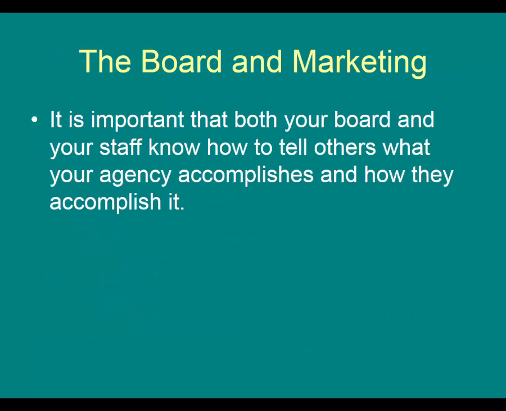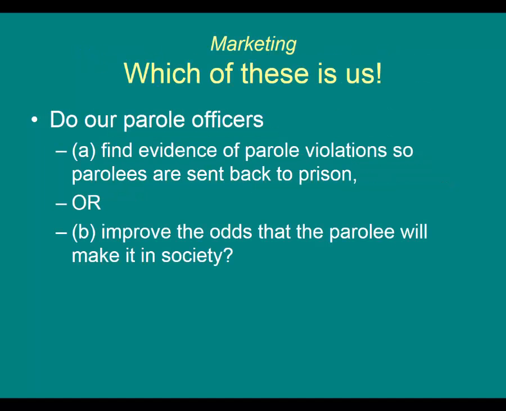The board and marketing. It is important that both your board and your staff know how to tell others what your agency accomplishes and how they accomplish it. They should be able to respond when someone asks them, what does your organization do? And how does it do it? What does it accomplish? And so forth.